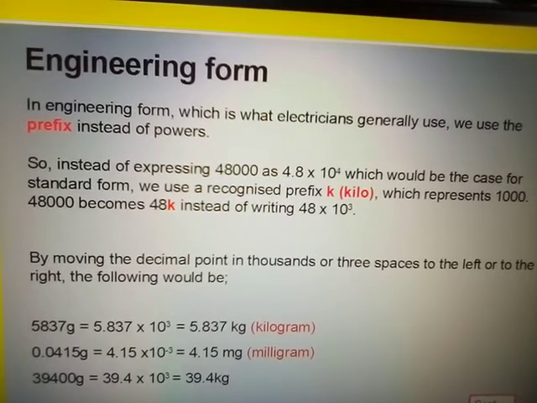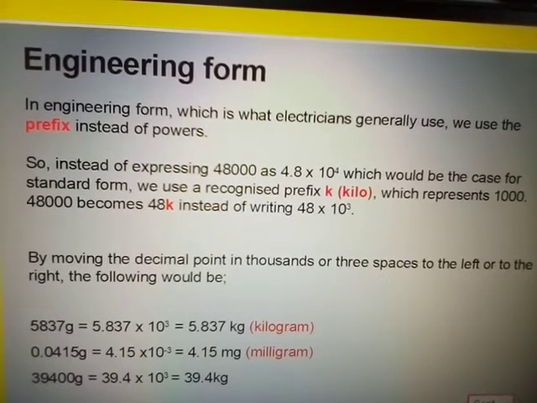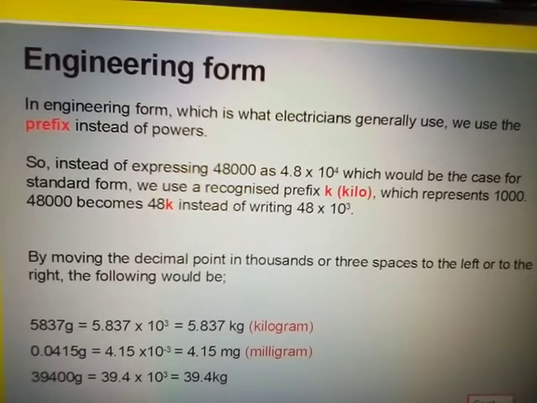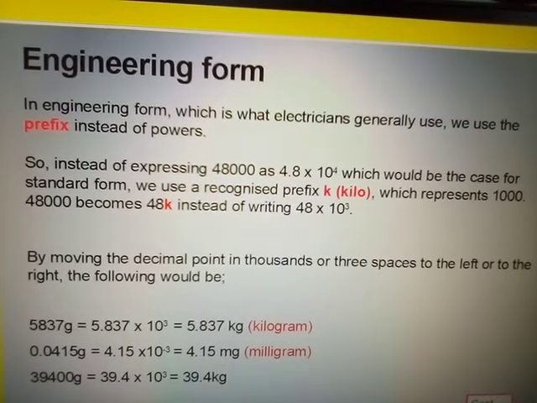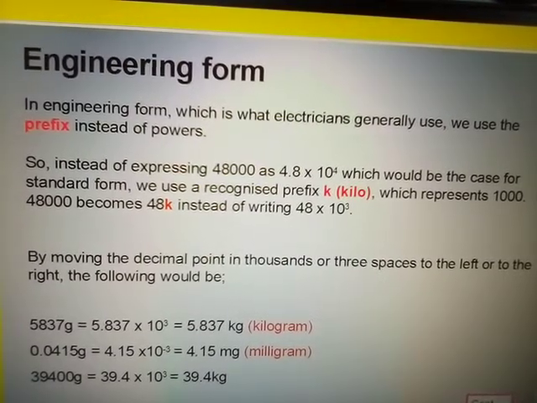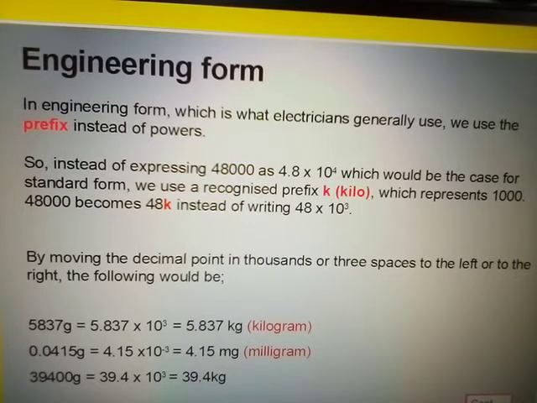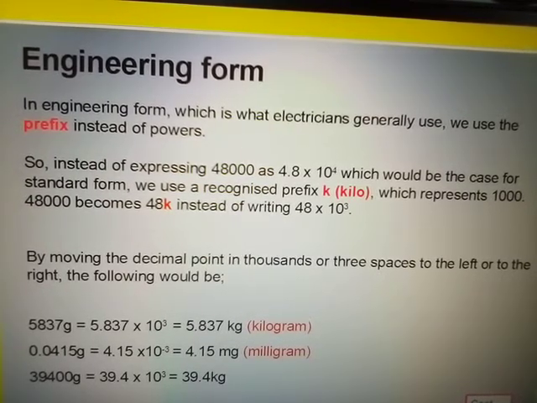Now in engineering form, which is what electricians generally use, we use prefixes instead of powers. So instead of expressing 48,000 as 4.8 times 10 to the 4, which would be the case for standard form, we use a recognized prefix of kilo, which represents 1,000. 48k, 48,000, instead of writing 48 times 10 to the 3. Okay.